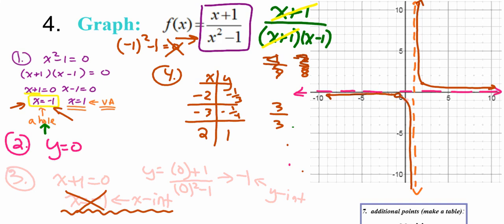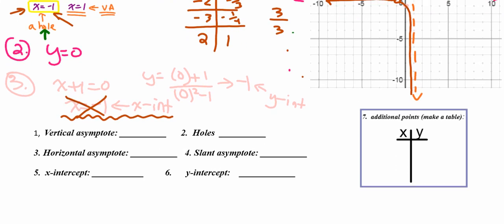Let's see what else we've got. So this time, when you fill in, we finally have a hole in the graph, and we'll say there's a hole at x equal -1. You just say where the hole is. All right, you can fill out the rest.